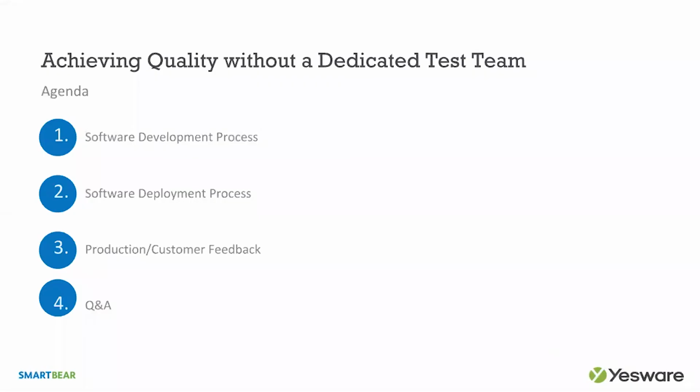This webinar will cover several examples of maintaining quality and the role of quality that occurs outside the realm of what we would consider testing performed by a traditional quality assurance team. I've broken this down into 3 areas: the software development process, the software deployment process, and production or customer feedback. We'll have time for questions at the end.